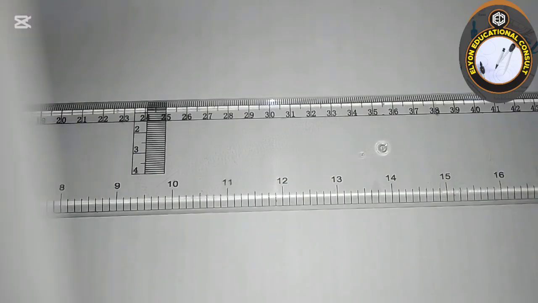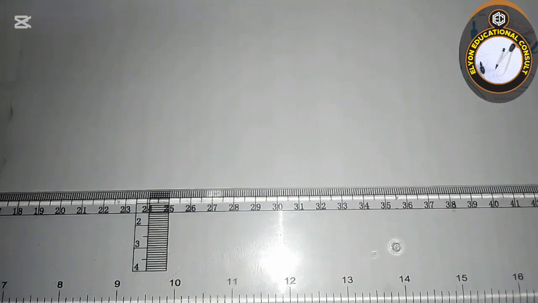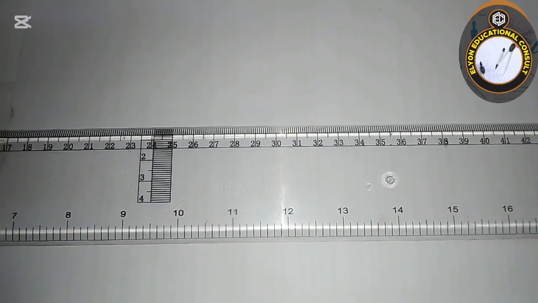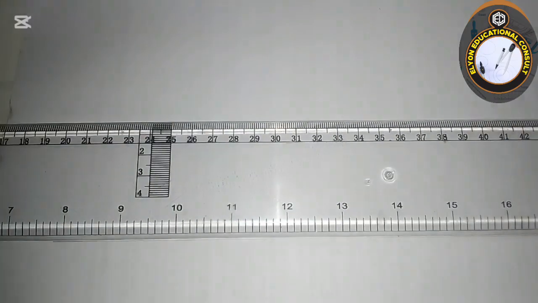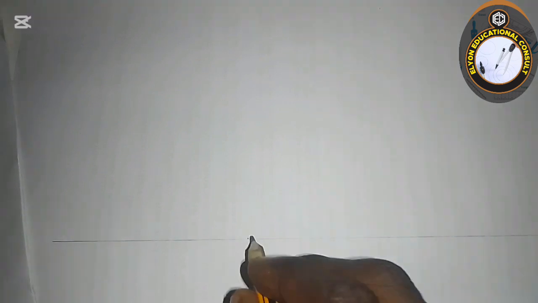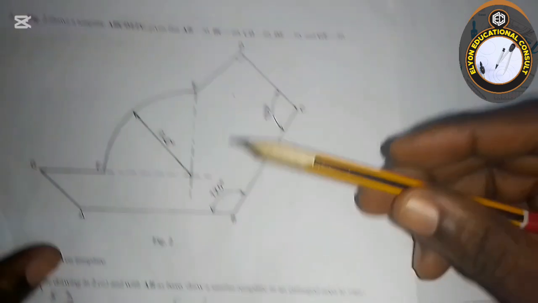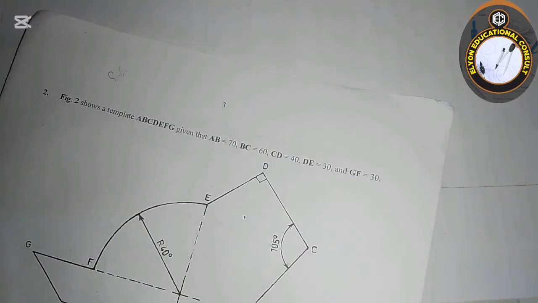So I'm going to start straight away by first of all drawing a baseline with thin line. I pick a point for this A. Let me pick a point here as my A now, and we are told from the question that AB is 70.